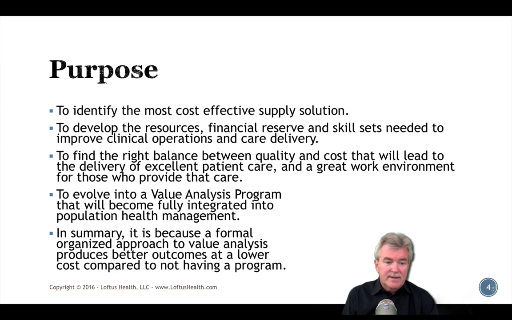So I wrote down a list of 5 different purposes, but I really do think it's up to you to come up with your own. But here's a suggestion: I think it's to identify the most cost-effective supply solution. It's going to have other purposes, but I think right off the top, that's probably going to be the first one.